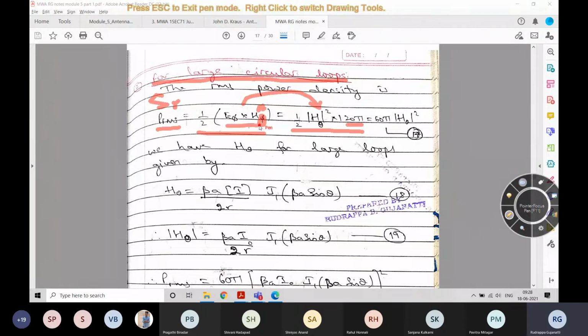What we had, that is we simplify E cross H phi. When we obtain this, this is the equation we'll be getting when we simplify it. It is 60 pi into magnitude of H theta, its square. So now what is H theta? For this case, we make use of the general case of the loop antenna.